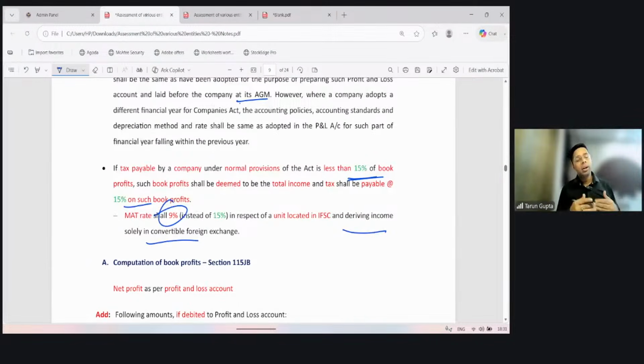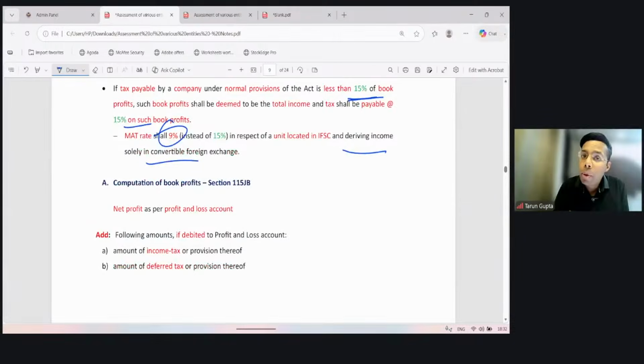So what do we do in MAT? We compare the normal tax with 15% of book profit. If 15% of book profit is higher than the normal tax, then the book profit shall be deemed as total income, and the 15% on such book profit is the tax payable by the company. Of course, the applicable surcharge and cess is also levied.